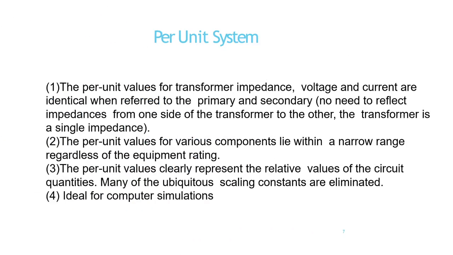Per unit values for transformer impedance, voltage and current are identical when referred to the primary and secondary. So no need to reflect impedances from one side of the transformer to the other. Transformer is a single impedance. Okay. Per unit values for various components will lie within a narrow range regardless of the equipment rating. Per unit values clearly represent the relative values of the circuit quantities. Many of the ubiquitous scaling constants will be eliminated, ideal for computer simulations.